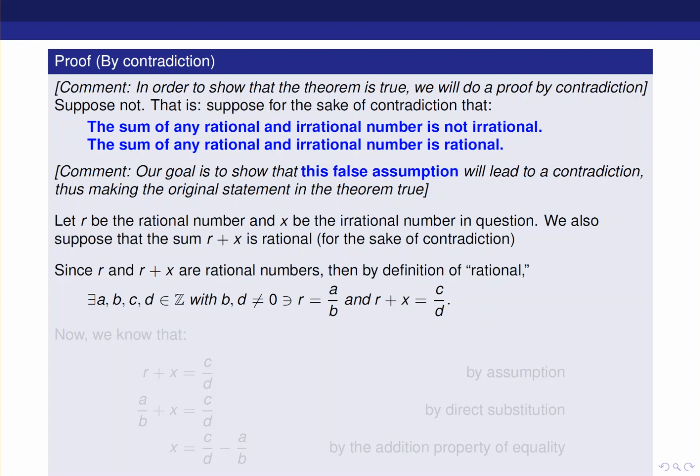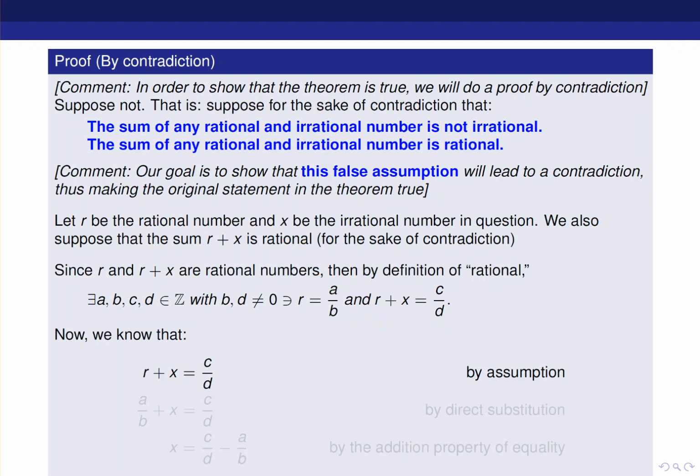Now, R is rational, and also the sum is rational. So we can use the definition of the word rational to find integers a, b, c, and d, where the denominators b and d are not zero, such that R is equal to a over b and R plus X is equal to c over d. Remember, this is technically the definition of rational, nothing new here. Just got to be careful that we don't pick the denominators to be zero, but everything else is integer.